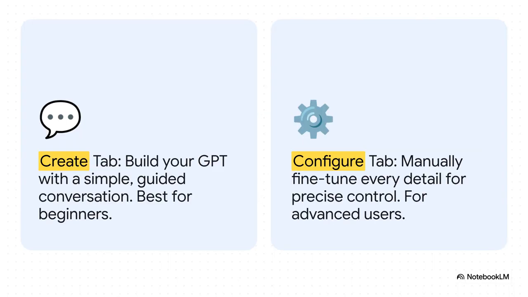Once you're inside the builder, you've basically got two paths you can take. The Create tab is the easy way in. You literally build just by talking to it. It's perfect for getting started fast. But if you want more precise control, you can hop over to the Configure tab to manually tweak every little detail. The best part? You can switch back and forth between them whenever you want.